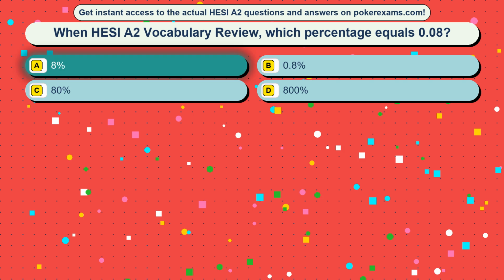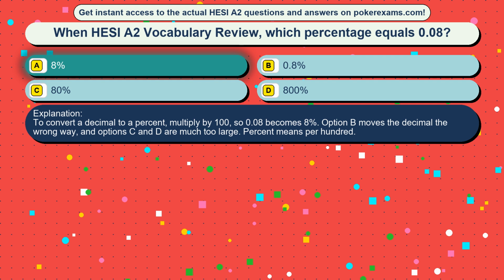The correct answer is option A, 8%. To convert a decimal to a percent, multiply by 100, so 0.08 becomes 8%. Option B moves the decimal the wrong way, and options C and D are much too large. Percent means per hundred.